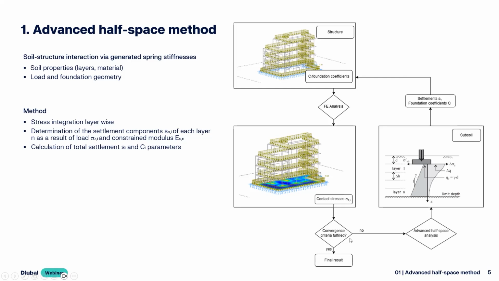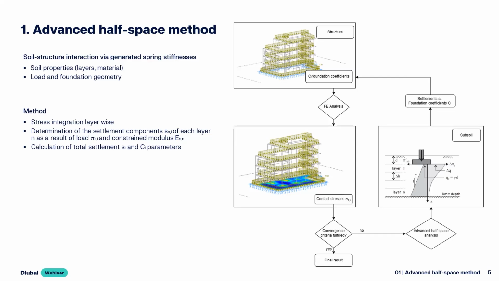Is it fulfilled? Then we would be at the end, and we would have the final result. If it is not fulfilled, another advanced half-space analysis would be started with the updated contact stresses. They again will be put on the subsoil with its properties, and again the settlements will be calculated, and also the foundation coefficients. Then it will be updated, and so on and on, until this iterative process is finished and the convergence criteria is fulfilled. Yeah, this just as a small summary for this method.